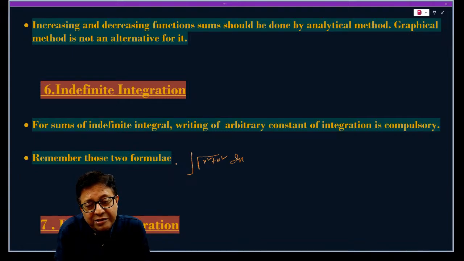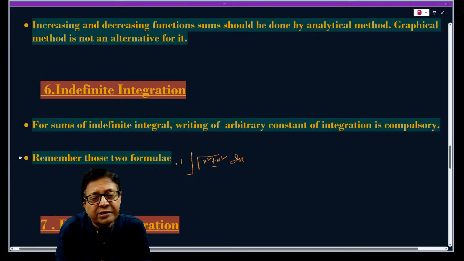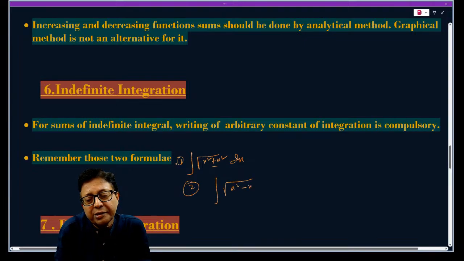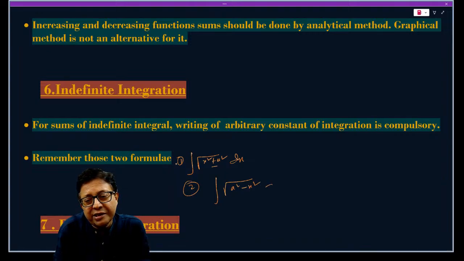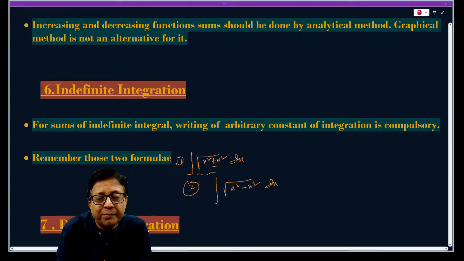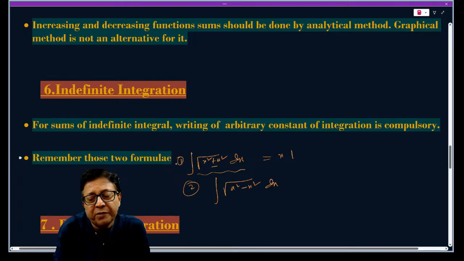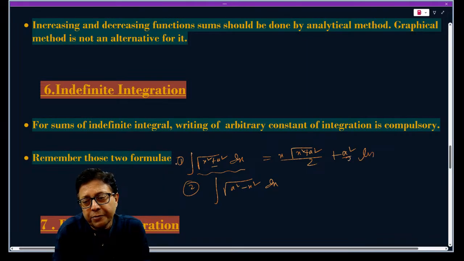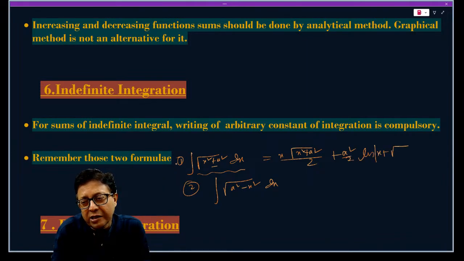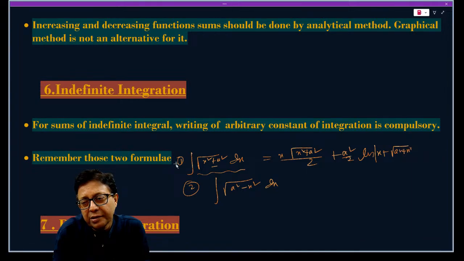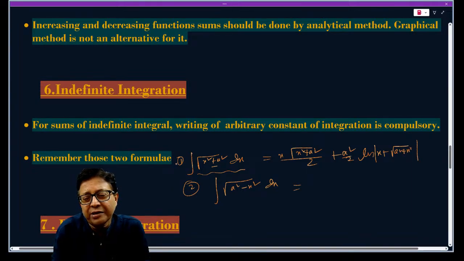Integral of root over x square plus a square dx, or minus, and number 2 is root over a square minus x square dx. Hope all of you remember the formula. If you don't remember, I am writing once more for you. For the plus sign here: plus a square by 2 log of x plus root over a square plus x square.